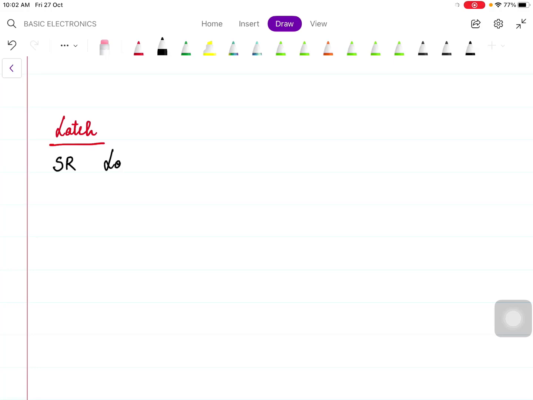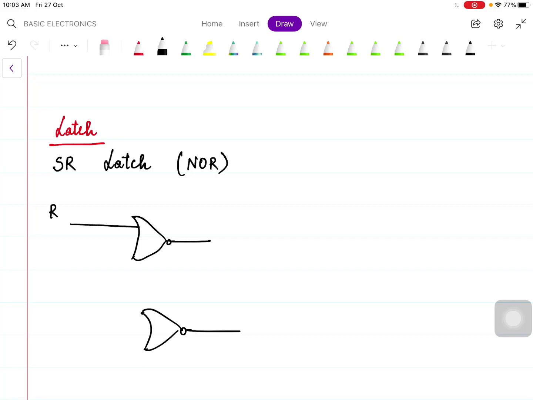We are going to draw an SR latch, and first of all we will draw this latch using NOR gates. Why is it called an SR latch? Let us see in the circuit itself. Here we will draw two NOR gates. S and R are the two inputs: here R and here S. S stands for set, which means 1, and R stands for reset, which means 0.